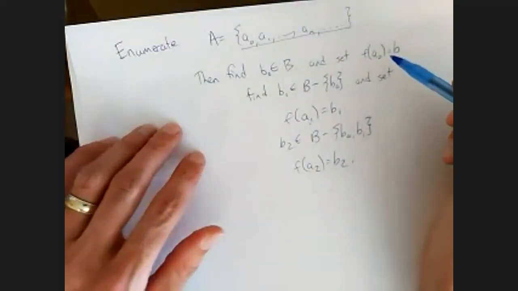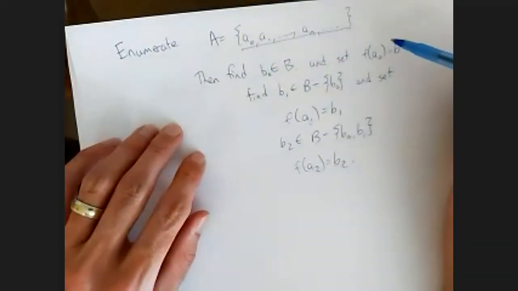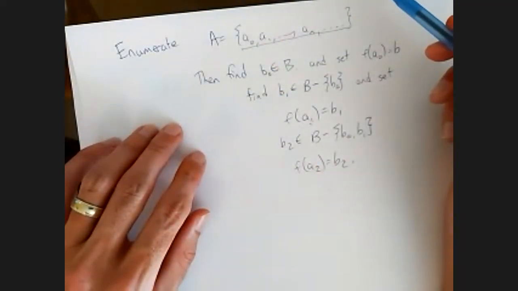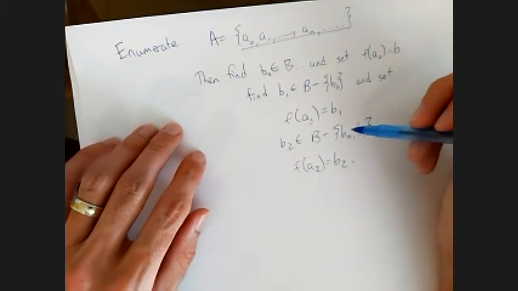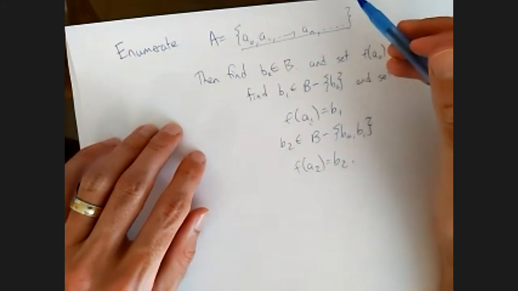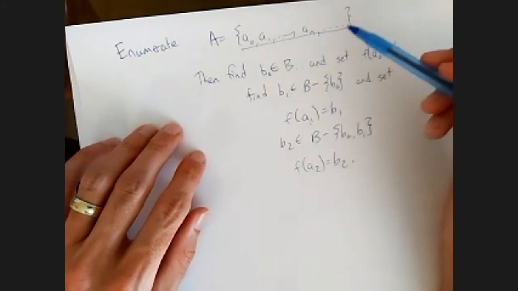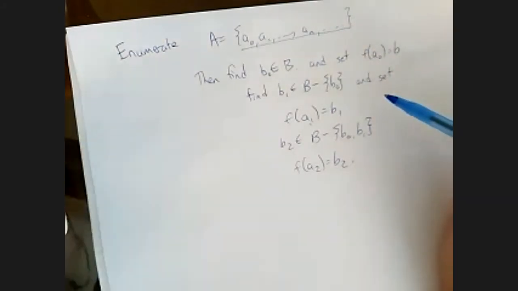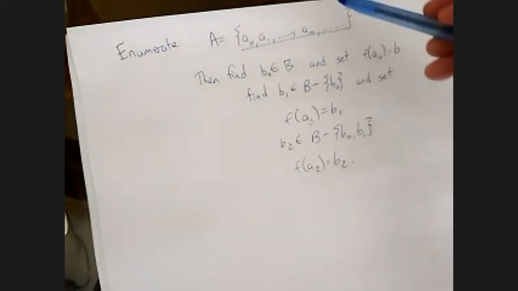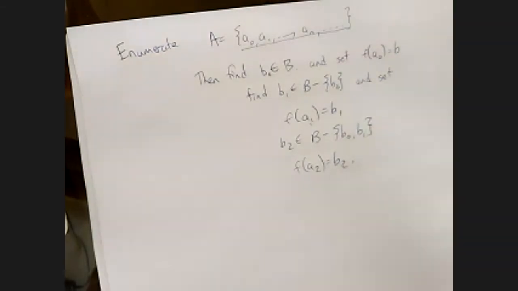Hopefully at some point either you've exhausted all of A or you've exhausted all of B. If you've exhausted all of B first, then you've constructed a function from B to A by looking at the inverse. If you exhaust A first, you have a one-to-one function from A to B. And if you completely match up everything in A and B, then they have the same size.